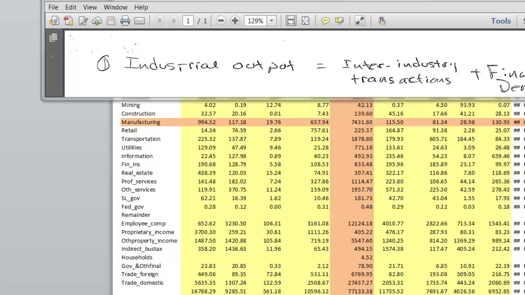So let's begin with this simple summary that all industrial output equals the sum of all inter-industrial transactions plus sales to all final demanders. And final demanders are the last users of the product. They could be households, they could be government services, or they could be sales to exports.